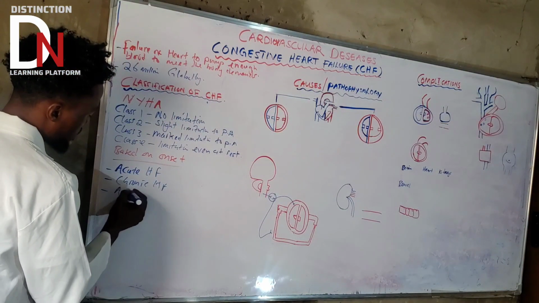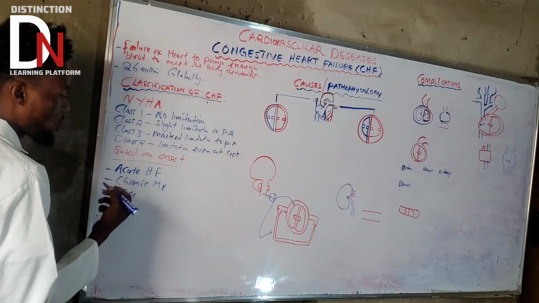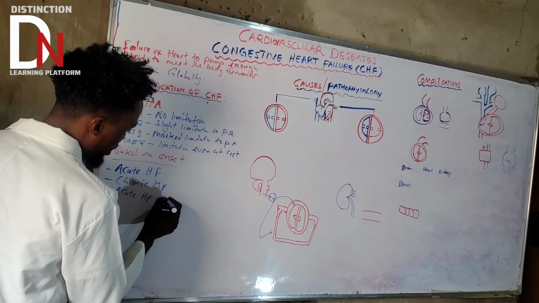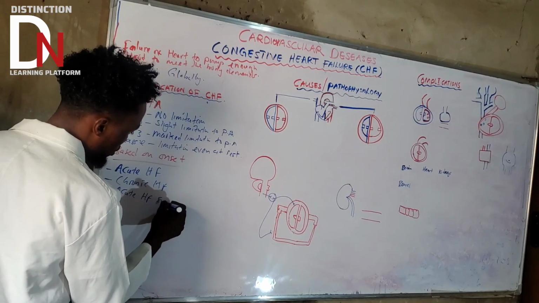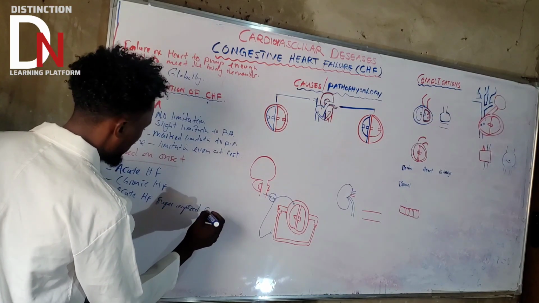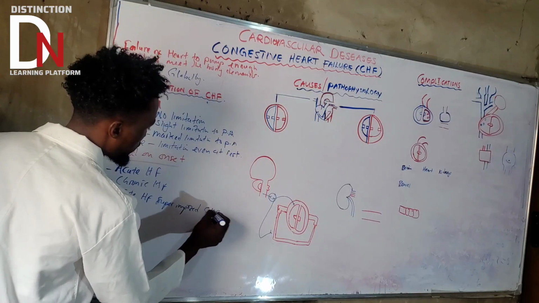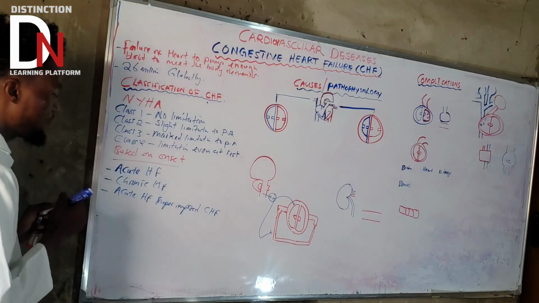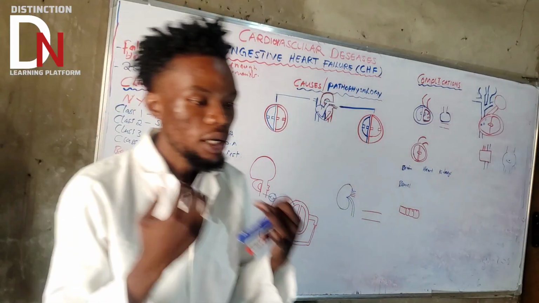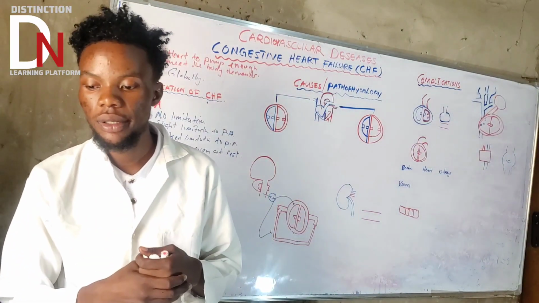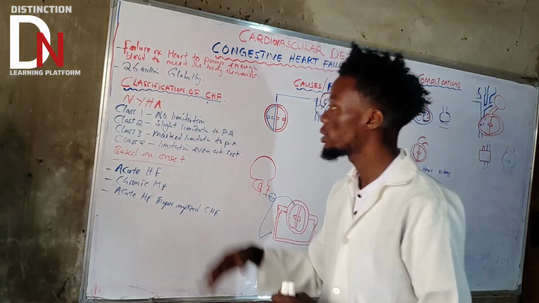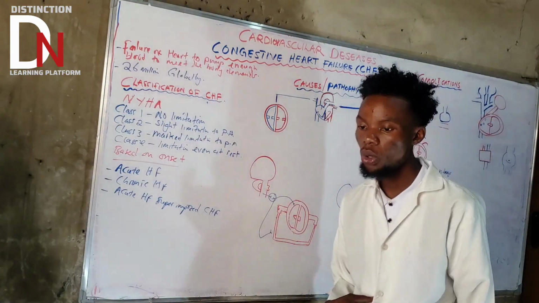So we're saying acute heart failure superimposed on chronic heart failure. Note this is chronic heart failure, not congestive heart failure. So that is the other classification that you need to know. There are also other classifications like non-congestive and congestive heart failure. There are a lot of classifications, but this is the most important classification that you need to know from now on.